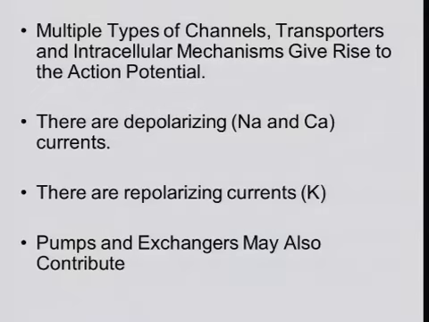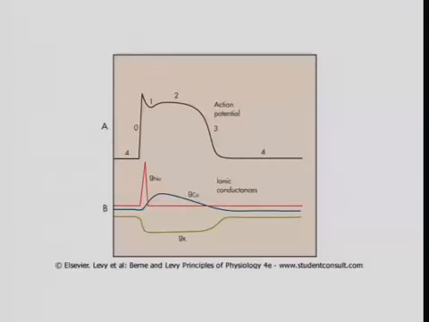And then there are the repolarizing currents. Repolarizing currents are always outward. Depolarizing currents are always inward. And the repolarizing currents are, in cardiac muscle, dominantly carried by K. There's really very little, under normal circumstances, chloride channel involvement. So dominant by K. So how does this thing work again here?